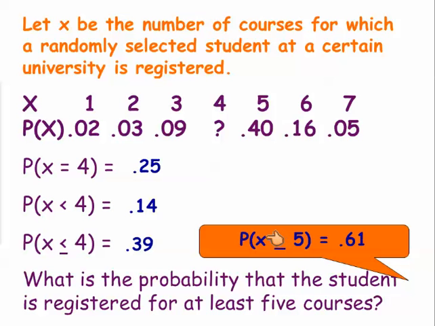Oh, at least 5. I'm sorry. That's going to be 5 and greater. So I'm going to add up this 0.4, this 0.16, and this 0.05, and I'm going to get 0.61. So that's where this 0.61 comes from. 61% of them have 5 or greater number of courses.